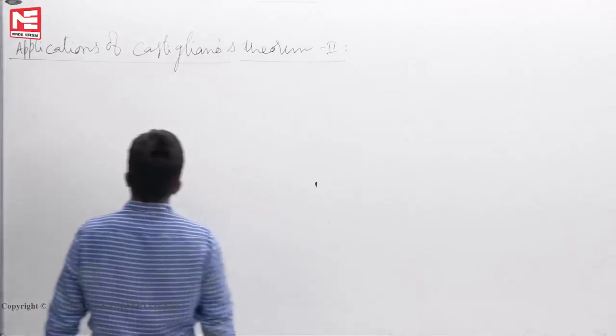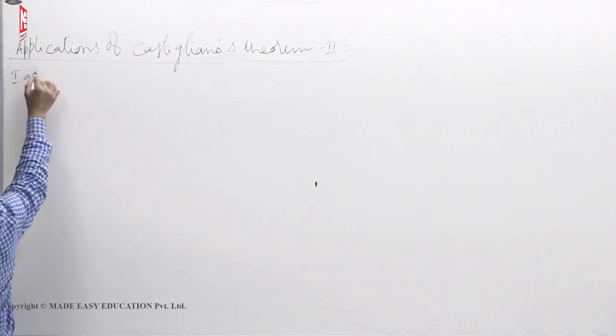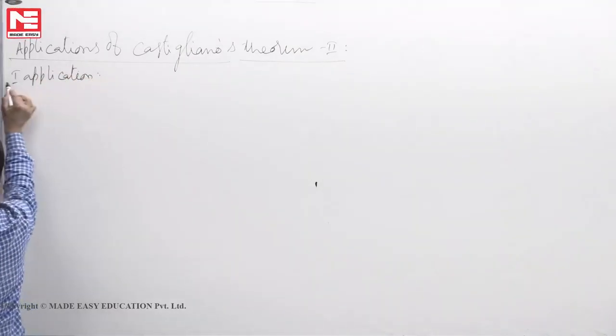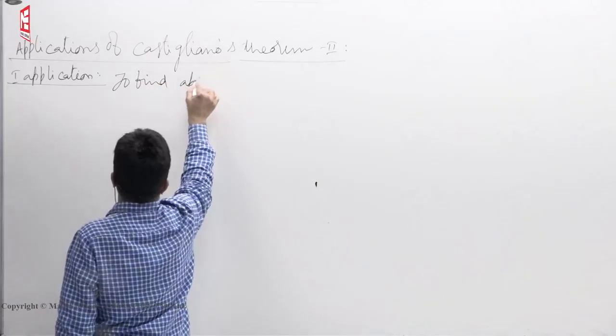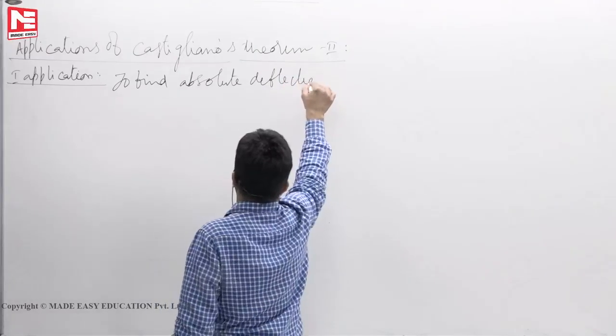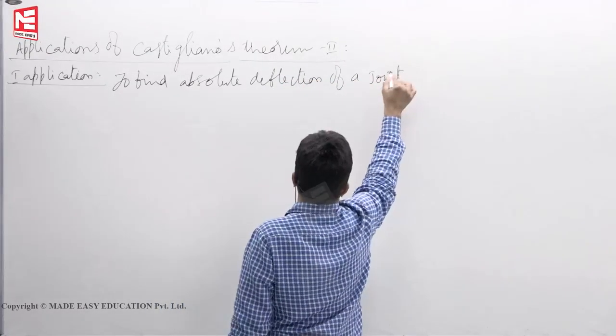Now, to find the application where you are using this Castigliano's theorem 2: the first application is to find the absolute deflection of a joint.